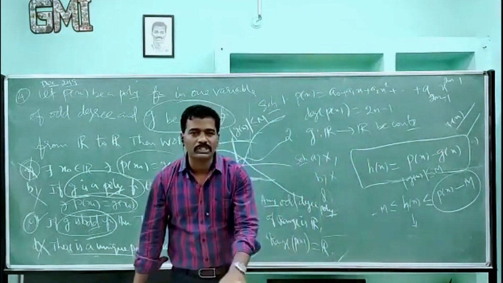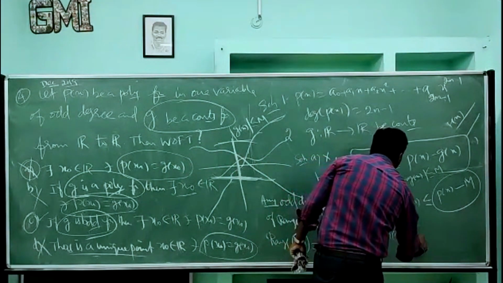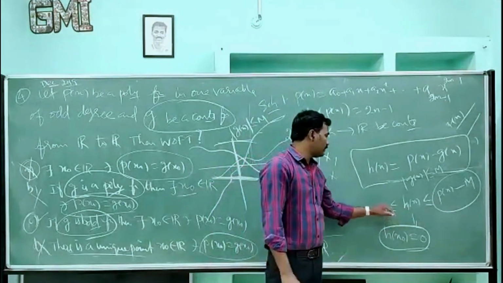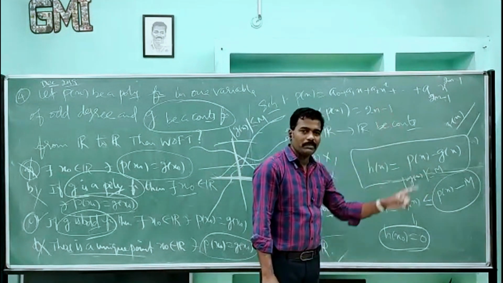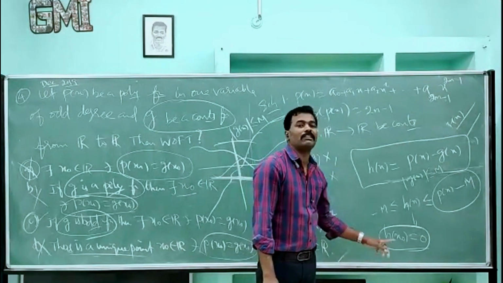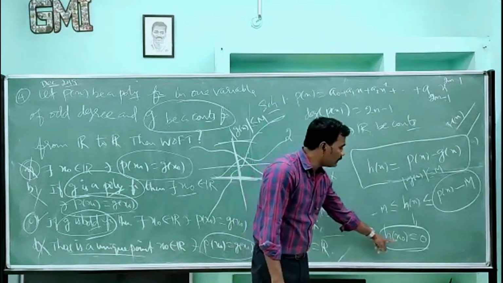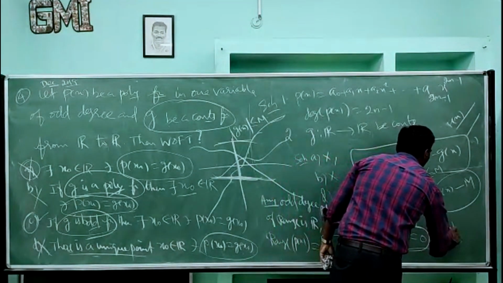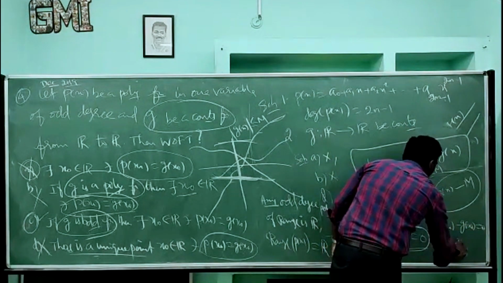Therefore, by the location of roots theorem, at some point h(x) will be 0. It will be crossing the x-axis. Why? h(x) takes negative as well as positive values, so by the location of roots theorem it will cross the x-axis at least one time. Call that point x naught. h(x naught) equals 0, which implies p(x naught) minus g(x naught) equals 0. This implies p(x naught) equals g(x naught).